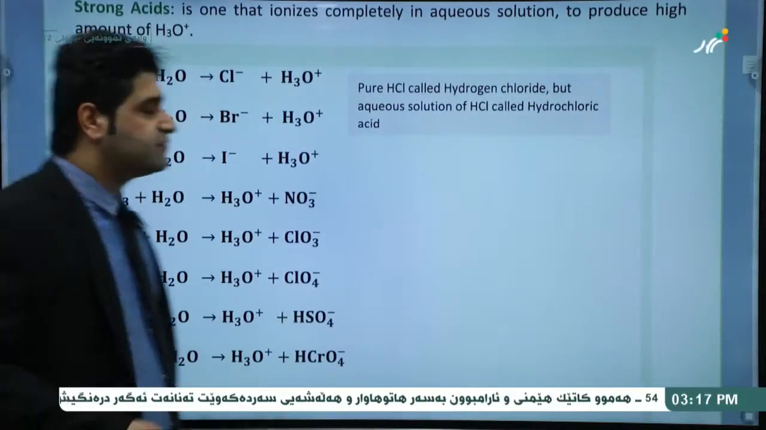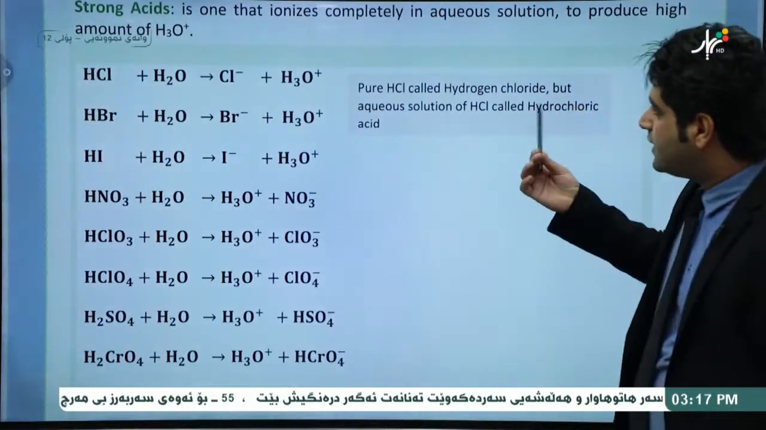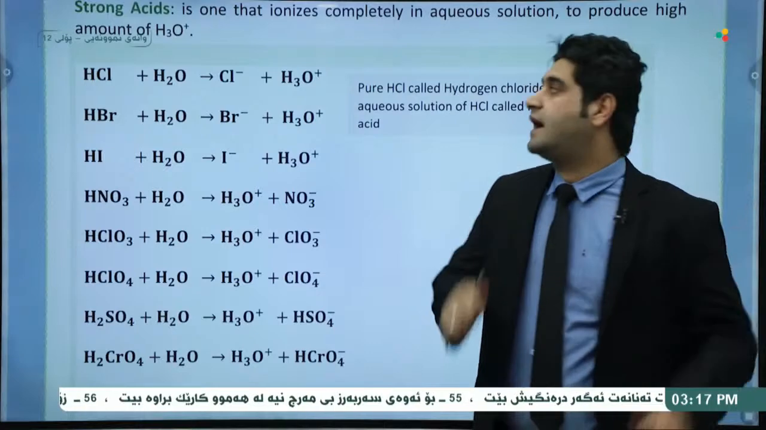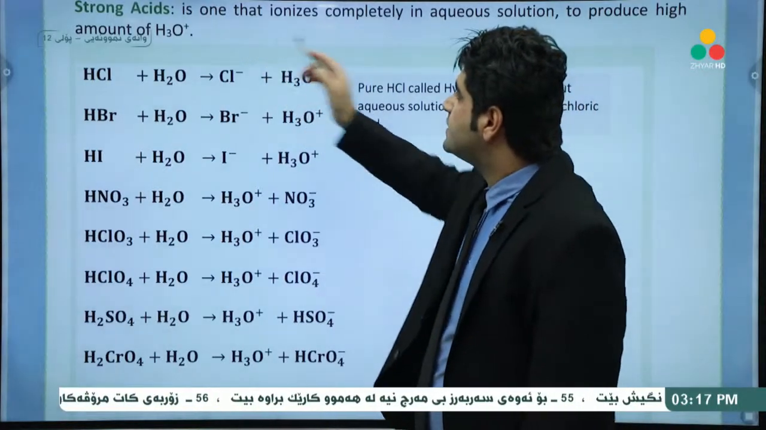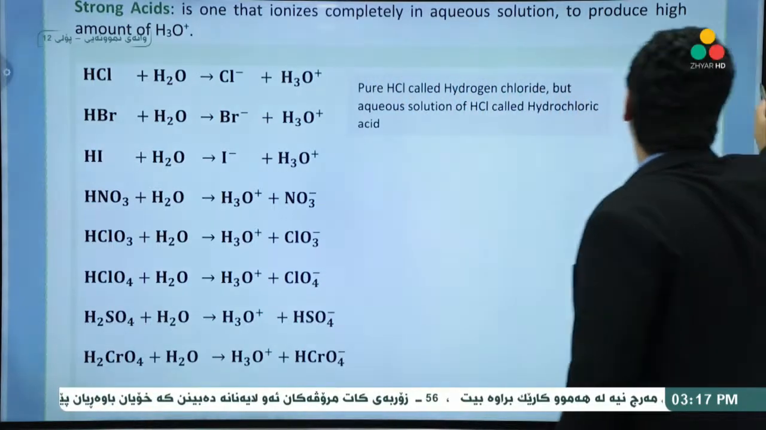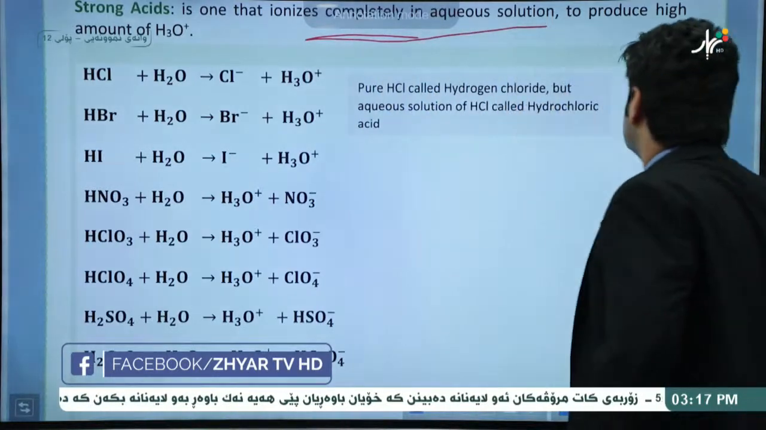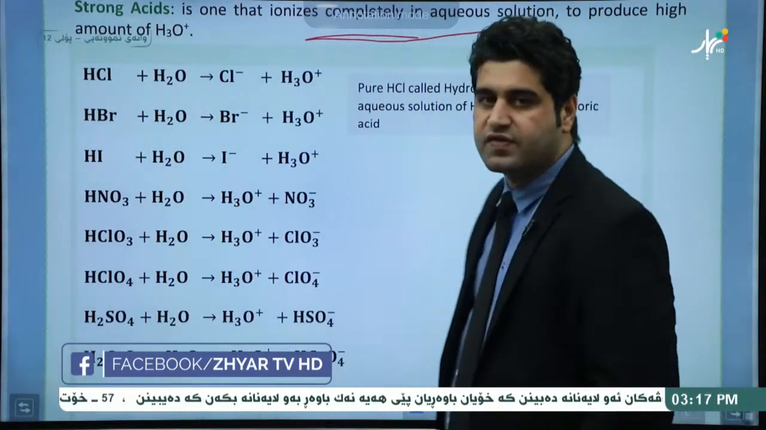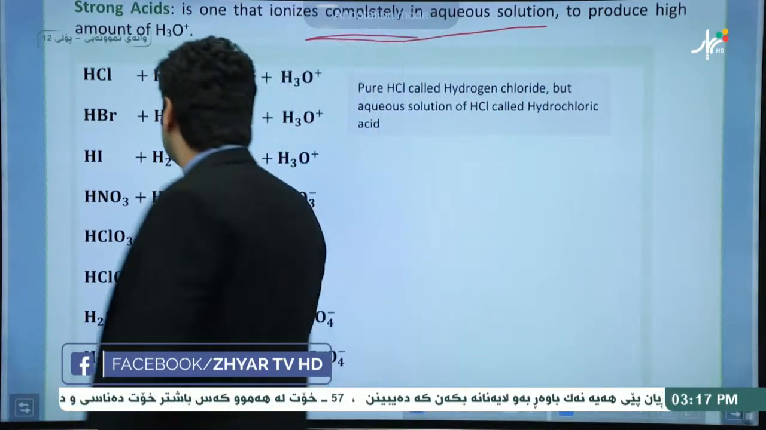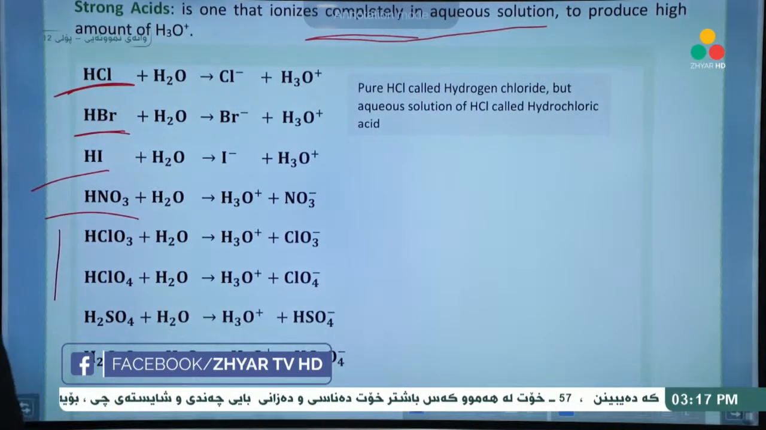Well, for acids, we have two kinds, strong and weak. Strong acids are strong electrolytes. They ionize completely. A strong acid ionizes completely in aqueous solution to produce a high amount of ions, mainly the hydronium ion, H3O+. For example, we have HCl, HBr, HI, HNO3, etc.